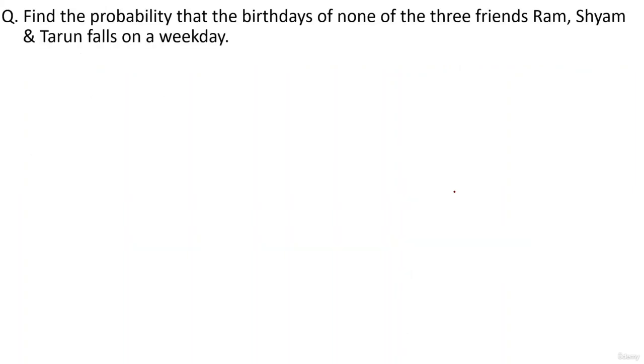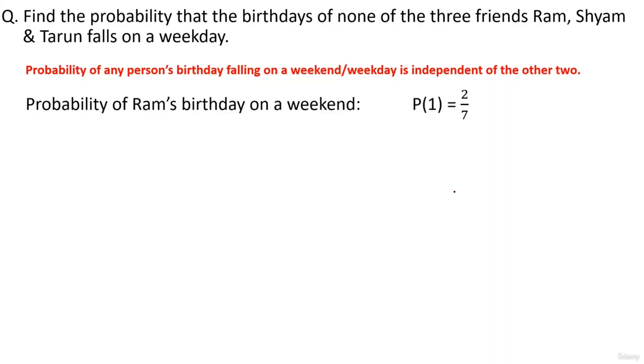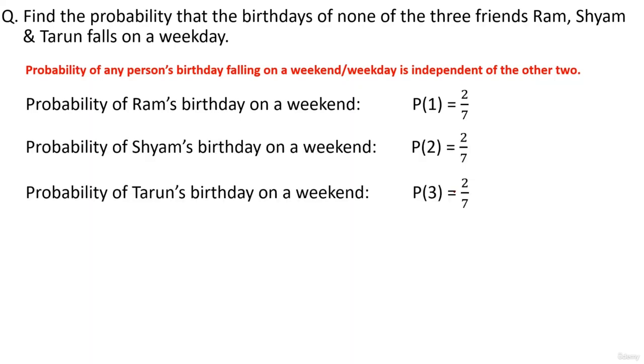Find the probability that the birthdays of none of the 3 friends, Ram, Sham, and Tarun, fall on a weekday. Okay, none of these have a birthday on a weekday. Now understand, guys, the probability of any person's birthday falling on a weekday or a weekend is completely independent of the other two, right? है ना? तो हम लोग एक काम करते हैं, पहले एक फ्रेंड का निकालते हैं probability. Probability of Ram's birthday on a weekend कितना हो जाएगा? 7 days are possible as the outcome. You want a weekend, which is Saturday or Sunday. 2 favorable outcomes, right? So the required probability of Ram having a birthday on a weekend is 2 by 7, right?